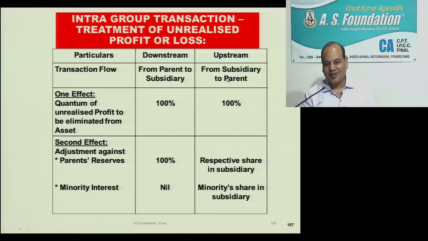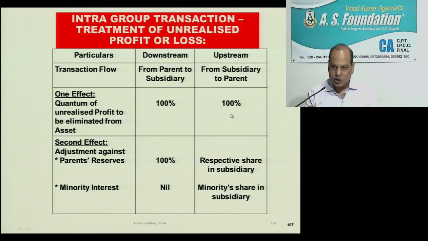I was checking awakeness, alertness. In upstream, who has earned the profit? Subsidiary. So when holding company earns the profit, entire profit goes to whom? Holding company only. But when subsidiary company earns the profit, there are two claimants, two stakeholders. Who are these two stakeholders? Minority and parent.